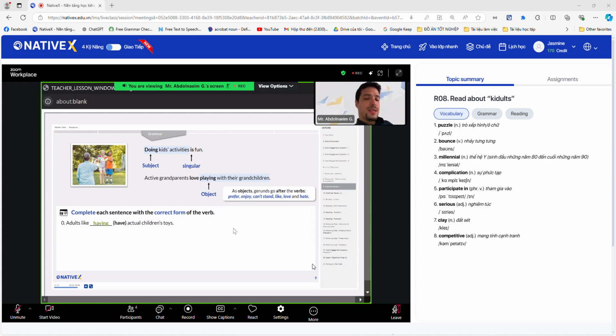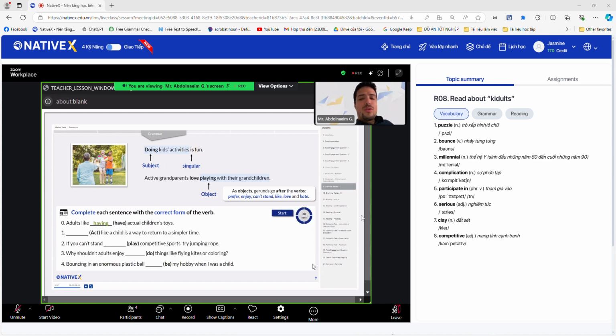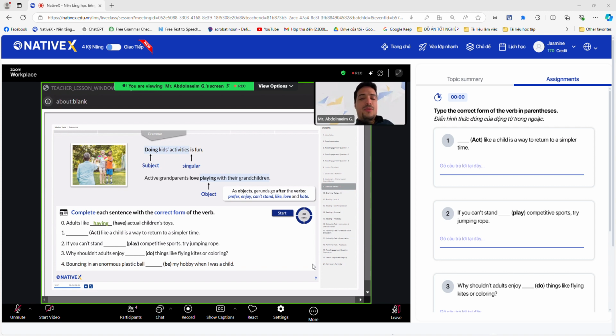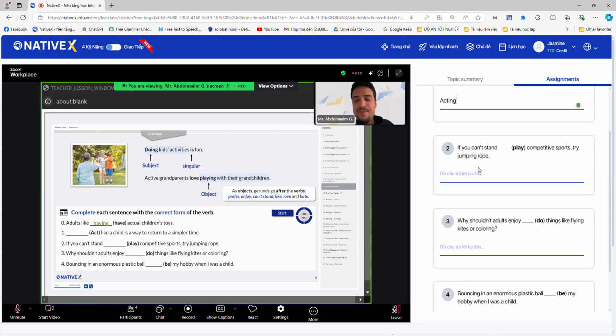Yes. Very nice. Now, for number 1 to 4, please read the sentences carefully and write your answers in the assignment box. I sent you the assignment box. You have about 30 seconds to write your answers.